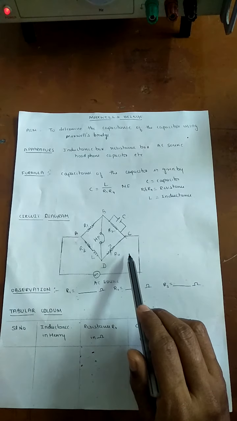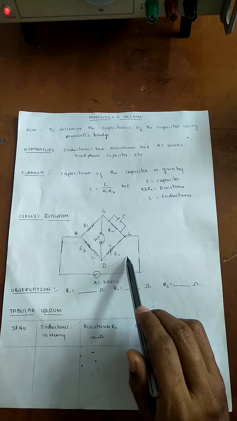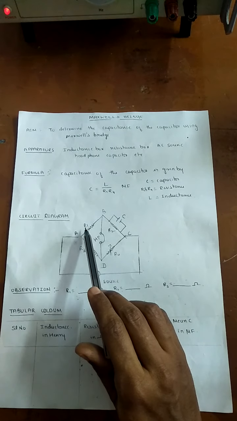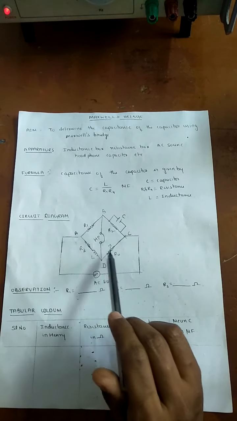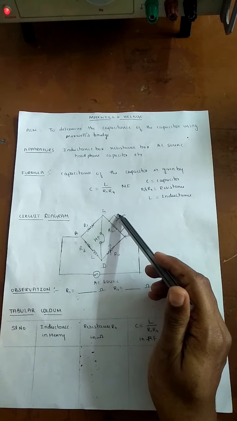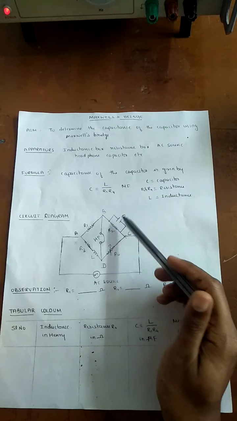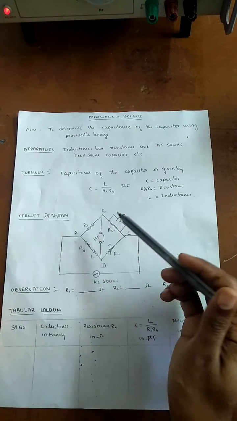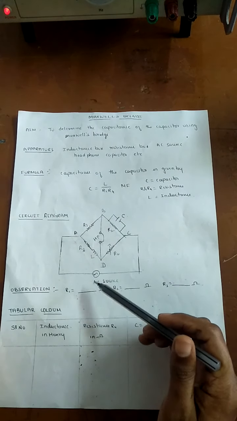This is the circuit diagram for the Maxwell's bridge, which contains four resistances, that is R1, R2, R3, R4, and one inductance, and another one is the unknown capacitance, and headphones and an AC source.